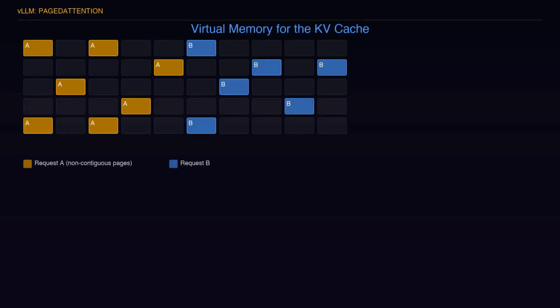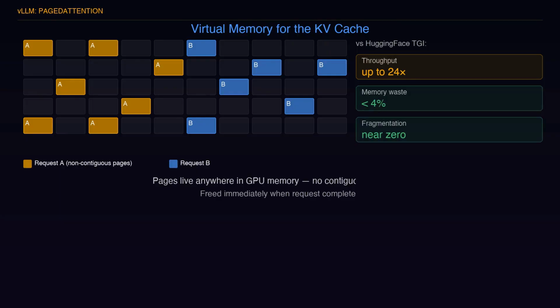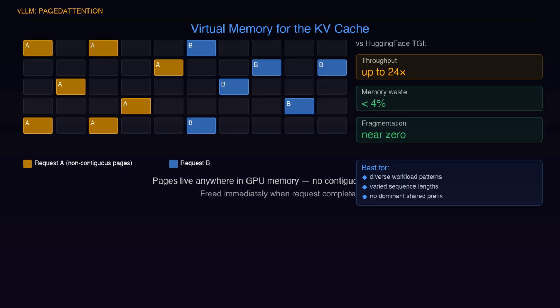your workload. vLLM's answer is PagedAttention from UC Berkeley in 2023. The insight: borrow the solution operating systems use for process memory. Instead of one contiguous KV cache block per request, split it into fixed-size pages, 16 tokens each. A block table maps each request's logical positions to physical pages wherever they happen to be free in GPU memory. Non-contiguous, no pre-allocation. When a request finishes, its pages are immediately freed for the next request. Memory fragmentation drops to under 4%.